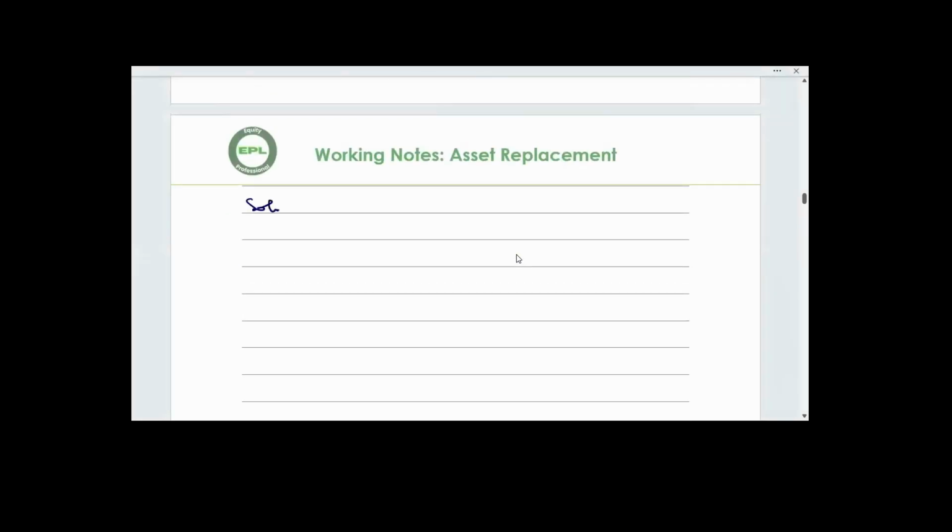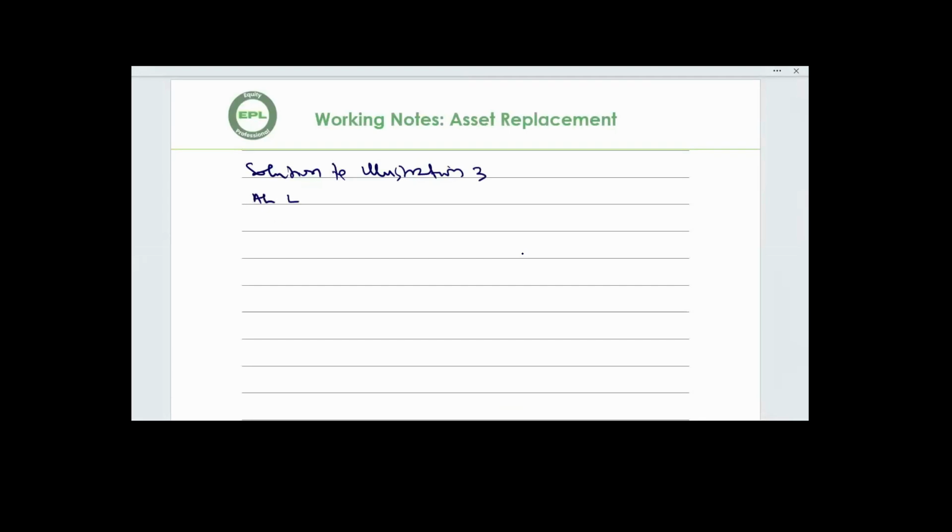Okay, solution to illustration 3, AL Limited. Again, we are going to calculate NPV for each replacement cycle, depending on the useful life of the machine. So I will say replace every year. NPV of year 1 replacement: cash flow, discount factor, we have to assume 10%, then PV. Year 0, year 1. Initial cost of the processing machine.